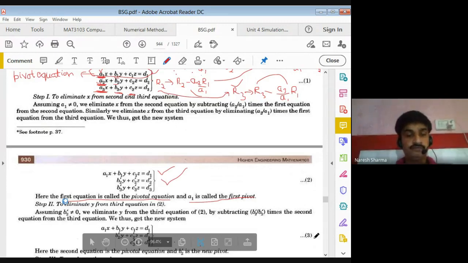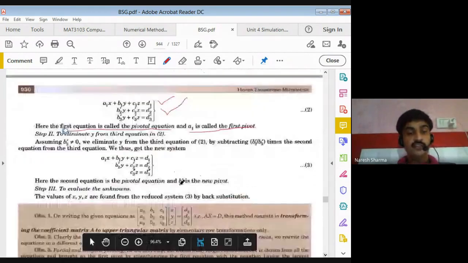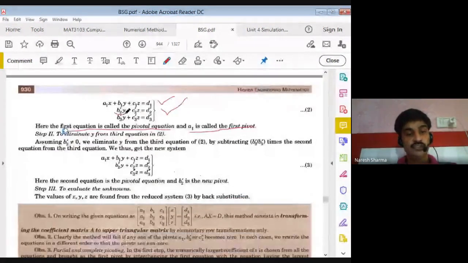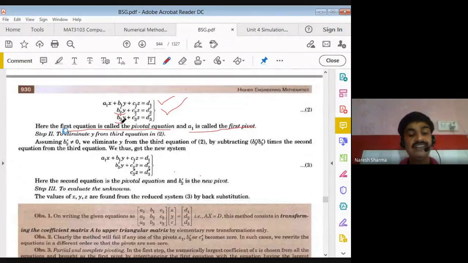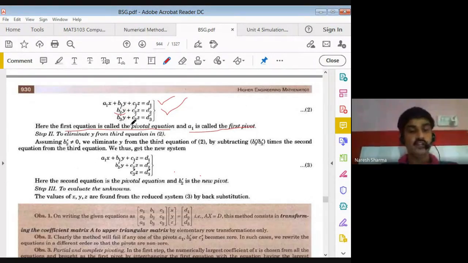Now using your A22 position, that is your B2 dash element, this should be not equal to 0. If this is equal to 0, we can interchange this with your B3 dash. How we do that? That we discuss soon. So here this is not equal to 0. Suppose then we can eliminate y from all equations below this second equation. Here we have only one row, that is your third row. So we can use one operation, that is R3.